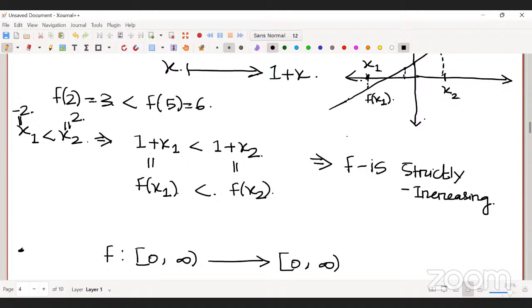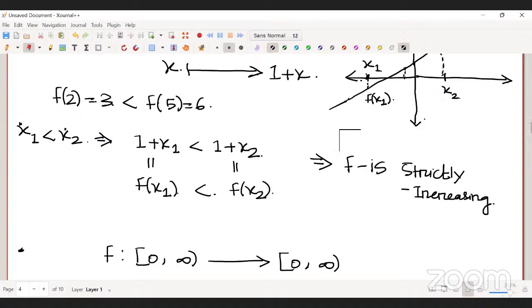So in the beginning I have assumed that x1 is less than x2. But when you say that x1 is 2 and x2 is -2, it is not satisfying that condition, so this is not true. You can take negative numbers, but at the same time you have to make sure that whatever condition you are assuming, both the numbers should satisfy that condition, right?